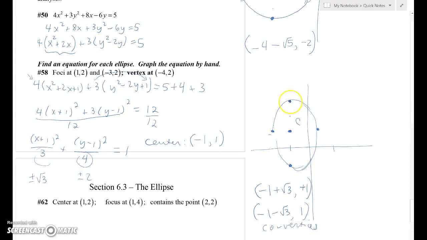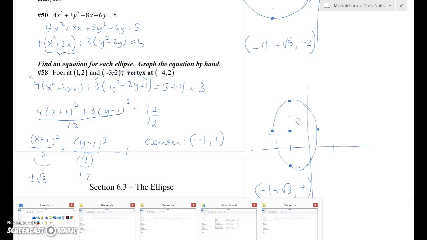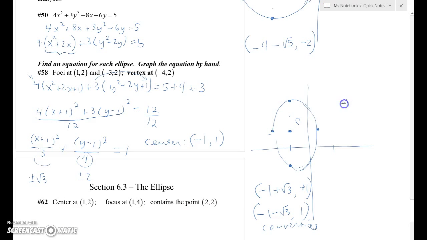Then I go 2 in the positive y direction from the center. So I'm going to still be at x coordinate of negative 1, but now I'm going to be at 3. So that's one vertex. Then I'm going to be at x coordinate of negative 1 and go down 2 from the center, and I'll be at negative 1, negative 1. So those are my 2 vertex points.